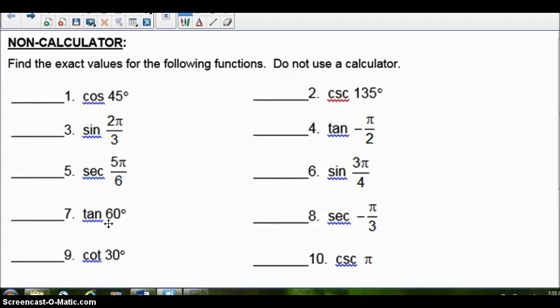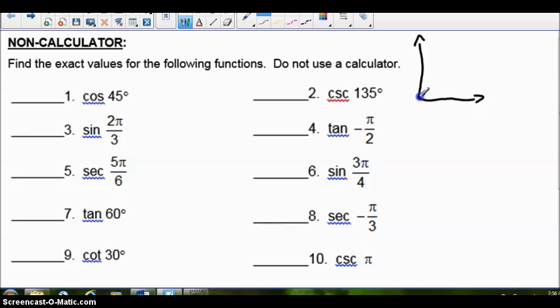All right, so we're looking here at our review of the Unit 2, and it starts off with do not use calculator. So I know immediately that if I'm not using the calculator, the only way I can do my trig functions is I need to know some special angles coming from the right triangles.